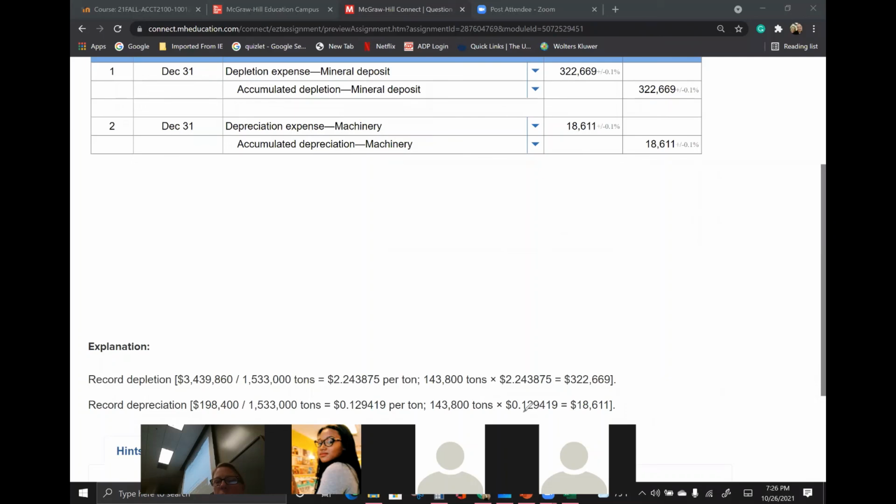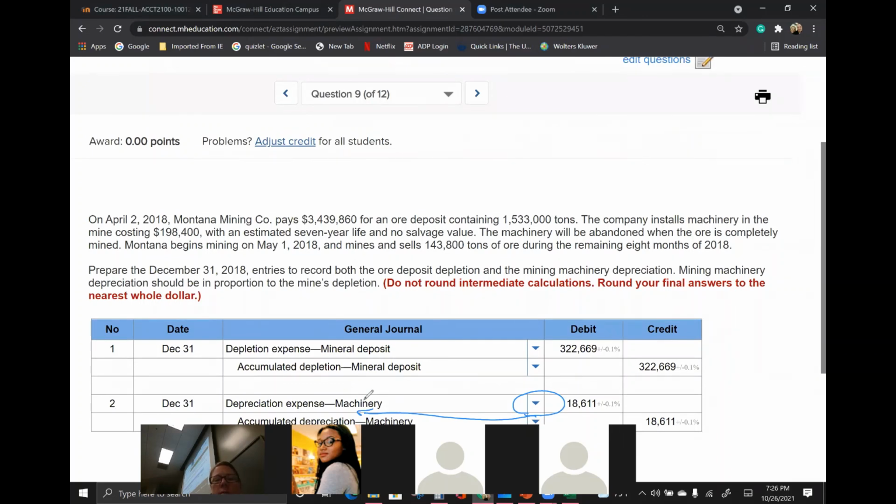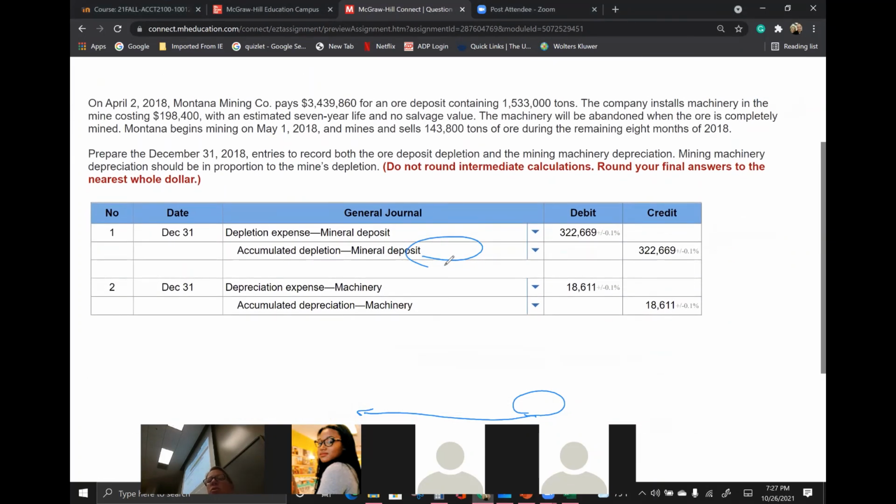So this is that number. This here. So I'm just taking 198.4 for the machine divided by the 1.533 and then come up with the per ton, multiply that by how much they told you in the problem that you were going to have for the year, which was this 143.8. And that gives me my depreciation expense. All right, so depreciation expense for the machine is 18,611. Accumulated depreciation is 18,611.